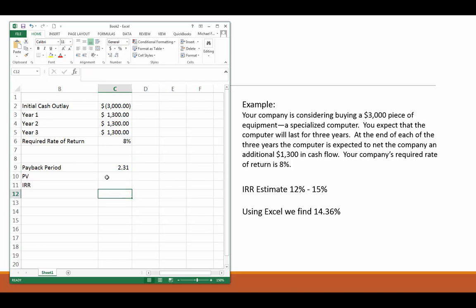So 2.31. Present value, there's a function in Excel. So I use equals PV for present value, parenthesis, and then I do the rate. So I just click on my rate, and then a comma, and my payment.